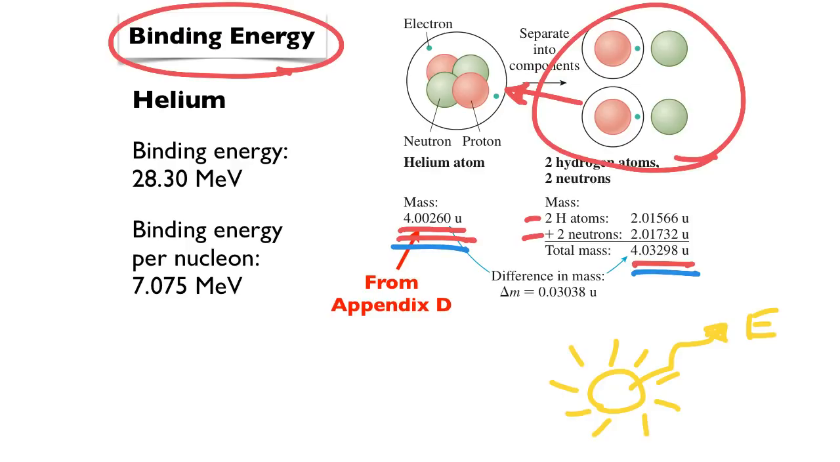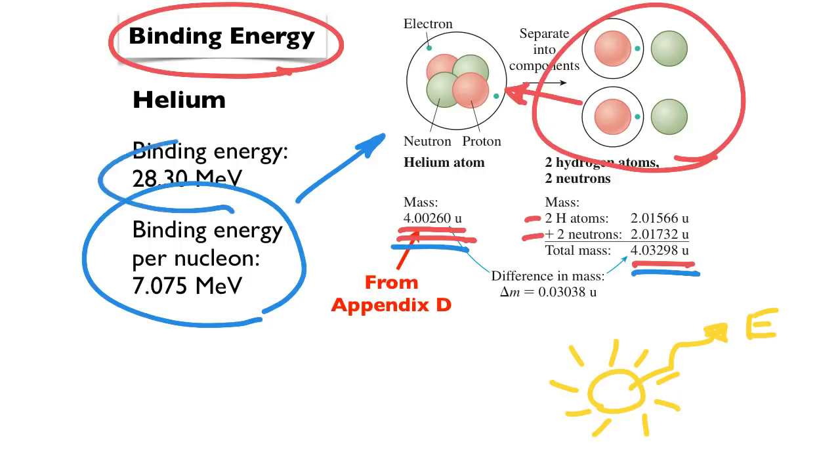But typically, the way I write these numbers is not as the total binding energy. I do the binding energy per nucleon. So per nucleon in helium, it's 7.075 mega electron volts. That's the binding energy per nucleon. So it's the number for binding energy divided by the number of nucleons, which is 4 in this case. Okay, let's take a look at another atom.